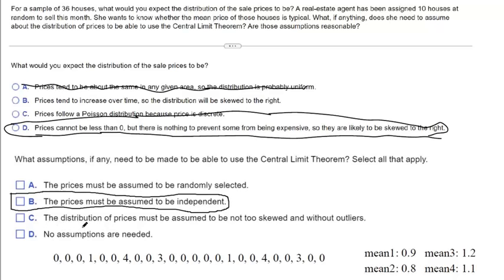Let's see, the distribution of prices must be assumed to be not too skewed and without outliers. So this isn't always the case. You don't necessarily need this for the central limit theorem. But in this particular example, we need this condition to be true because we have a small sample size. We only have 10. If we had a sample of 100, then we don't really care what the underlying distribution is, because the central limit theorem says that the means will be approximately normally distributed.